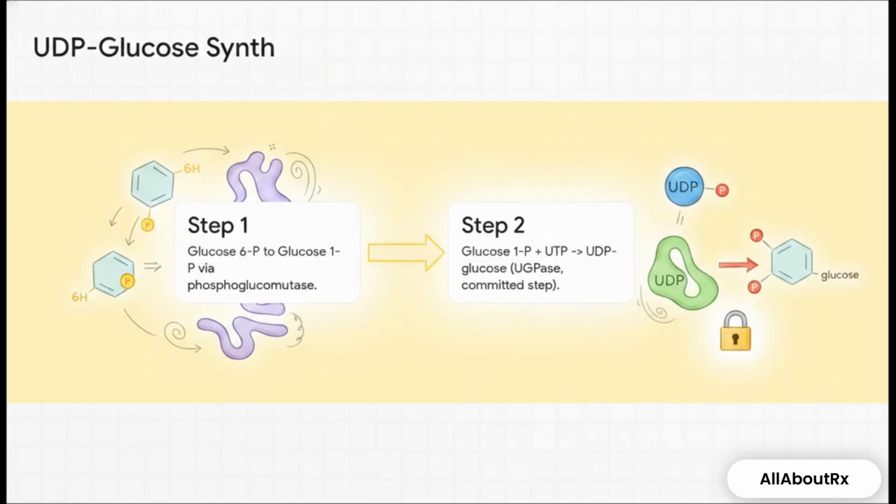Things kick off when the enzyme phosphoglucomutase converts glucose 6-phosphate into glucose 1-phosphate. It's basically just moving that phosphate group over. And that brings us to a highly testable moment, the committed step. The enzyme UDP-glucose pyrophosphorylase, or just UGPase for short, uses UTP to form UDP-glucose. Once that UDP-glucose is formed, the molecule is fully activated and totally locked into the glycogenesis pathway.